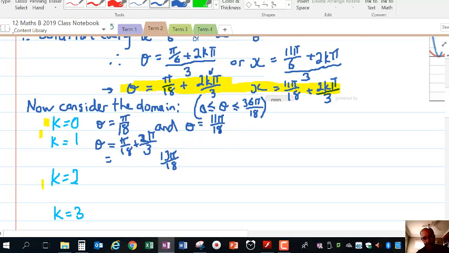This one over on the other side here, give yourself plenty of room when you do these questions, as you can see. And we've got 11 pi on 18 plus 2 pi on 3. And 2 pi on 3, remember, is 12 pi on 18, so we've got 12 and 11, it's 23 pi on 18.